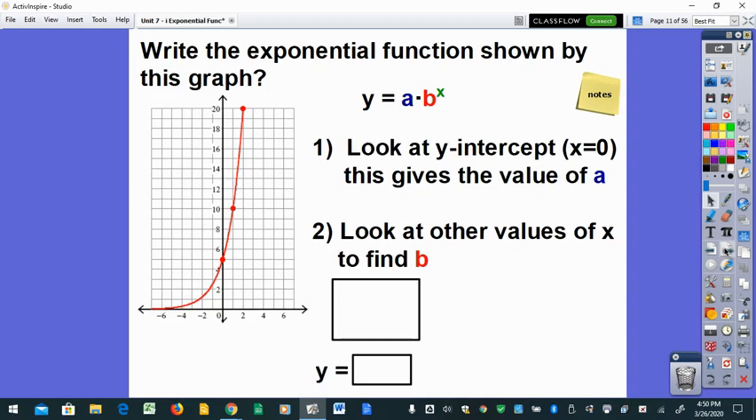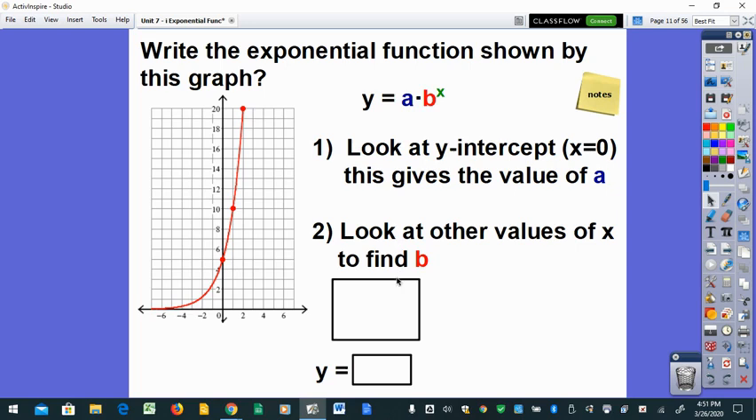Final thing I want to look at is to go backwards. This is the backwards problem. What if I gave you the graph and asked you for the equation? How can we find the pieces off the graph? The first thing you're going to do is look for the y-intercept. Where does the graph hit the y-axis? And you'll notice right here, it's at 5. That y-intercept is your a. So right now, we know that the a is going to be 5.